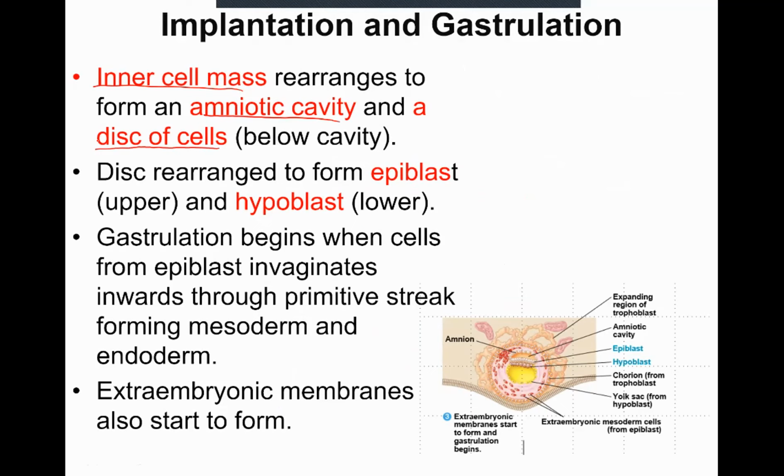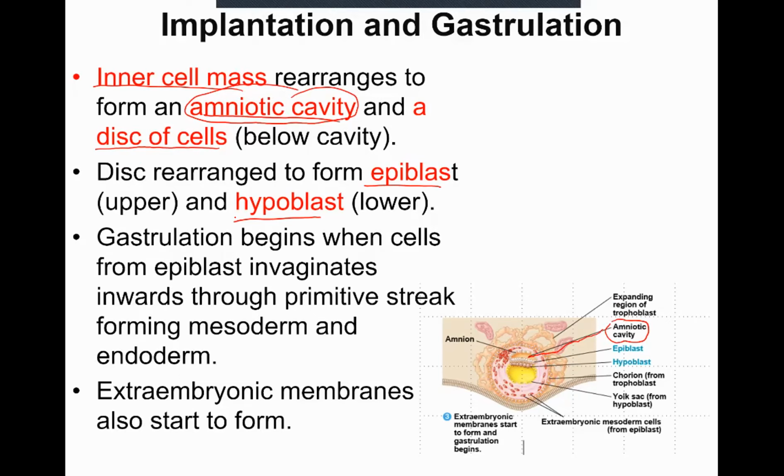below the cavity, right? So kalau ikut tadi kita tengok inner cell mass rearrange into hypoblast and epiblast je kan? So now kita detail out a little bit. So the inner cell mass rearranges, forming the amniotic cavity. Which one is the amniotic cavity? This one. Okay, ini amniotic cavity. And the disc of cells below the cavity, yaitu epiblast and hypoblast.